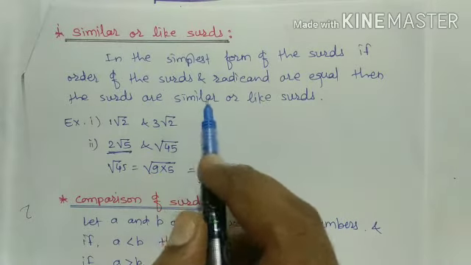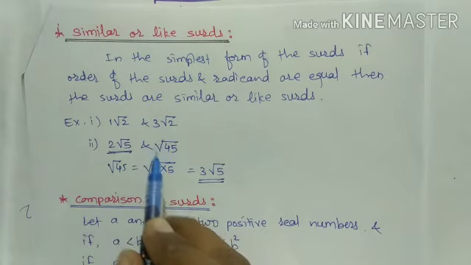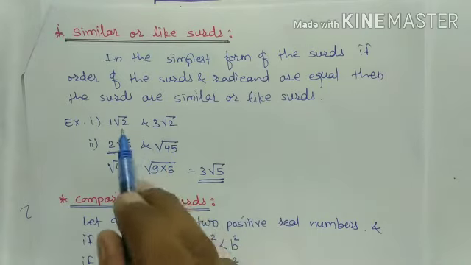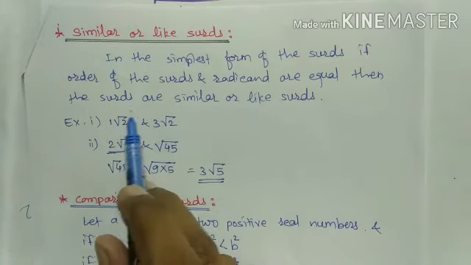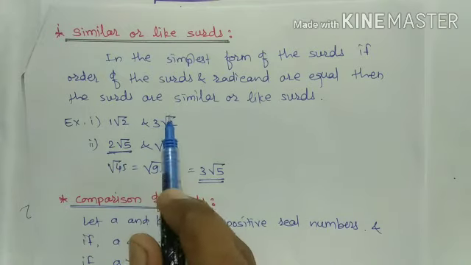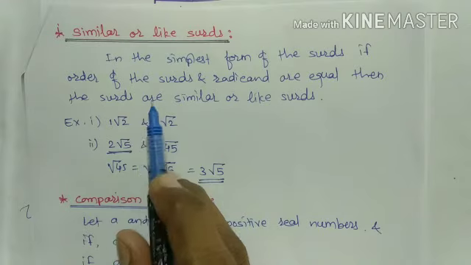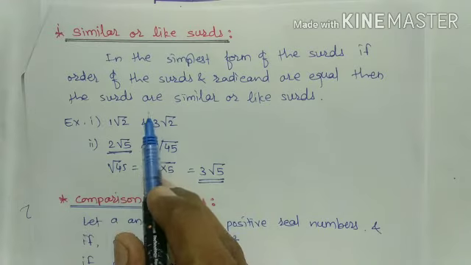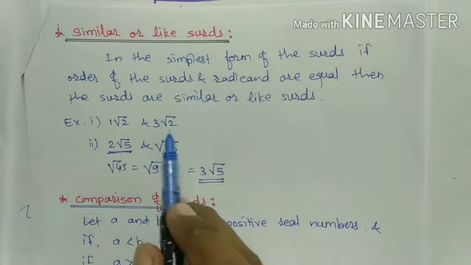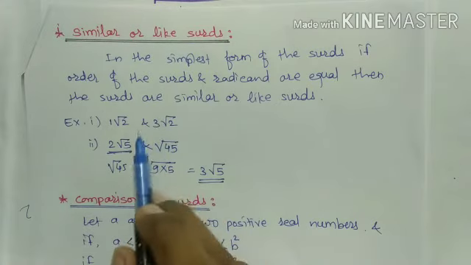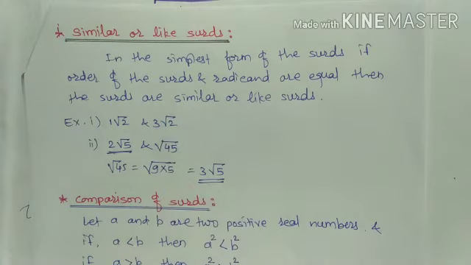Here if the order of the surd and the radicand are also same, then such type of surds are called the similar surds or like surds. It means that दोन सर्ड्स लाईक सर्ड असण्यासाठी किंवा सिमिलर सर्ड्स असण्यासाठी त्यांची ऑर्डर सारखी पाहिजे आणि त्यांचा रॅडिकंड सुद्धा सारखा असेल, then these surds are called the like surds or similar surds.